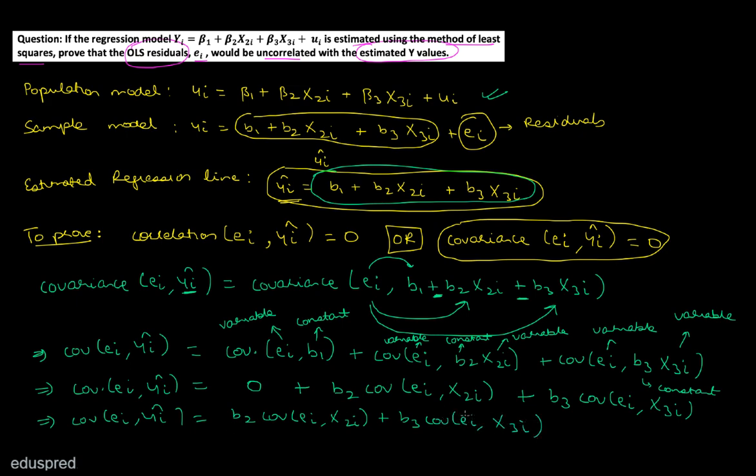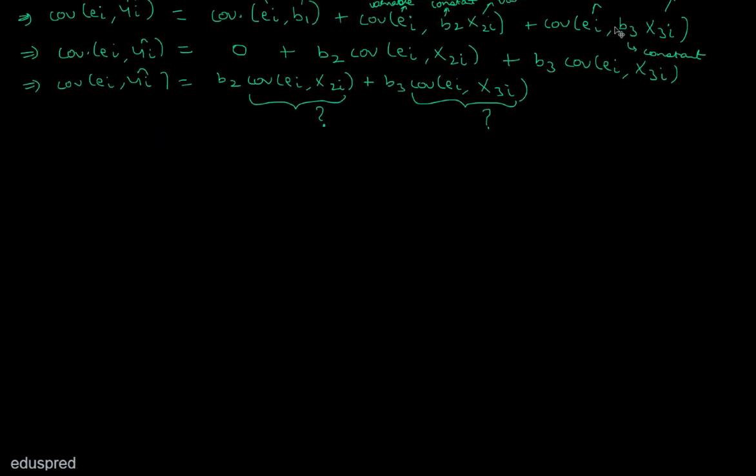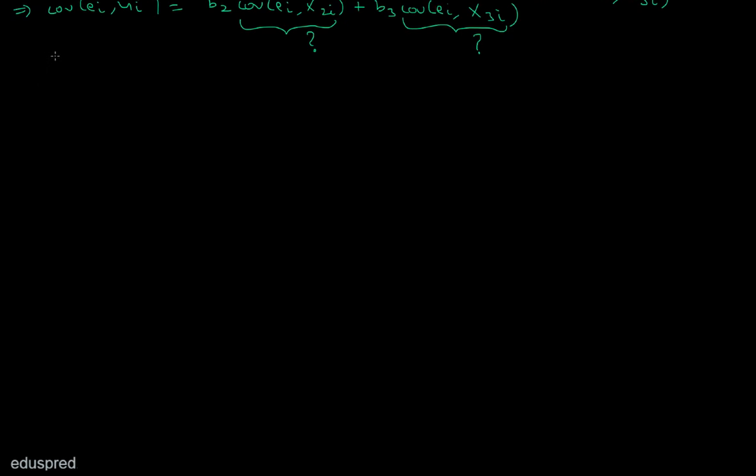Now to evaluate this further, we need to figure out what is this covariance of ei and x2i and what is this covariance of ei and x3i. So let me create some space over here to solve this further. Now see, the population model that we were given is this: yi equal to beta1 plus beta2 x2i plus beta3 x3i plus ui.